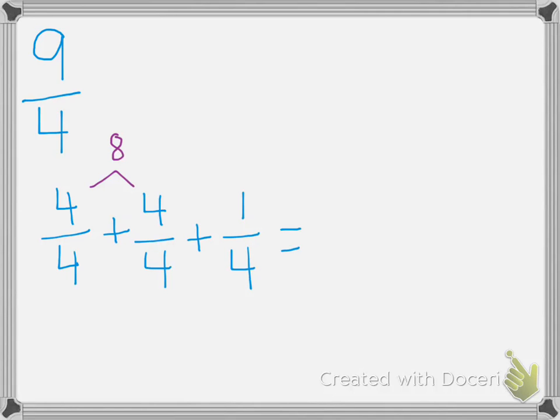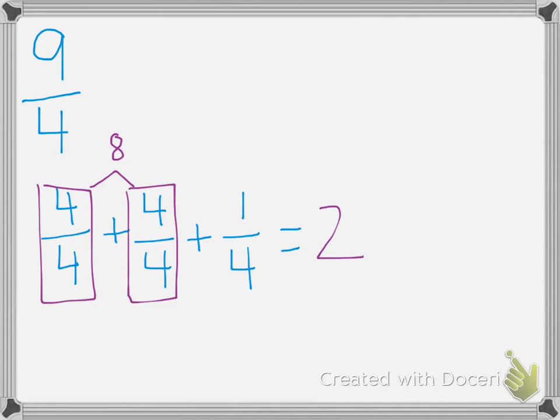So now we want to turn that into a mixed number. So this is one whole and this is one whole. So that gives us 2 wholes, and the part that's left over, our fraction that's left over, we add to it. So 2 and 1/4 is the same thing as 9/4.